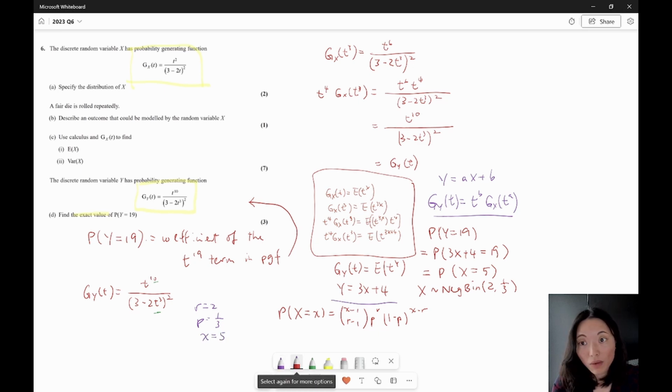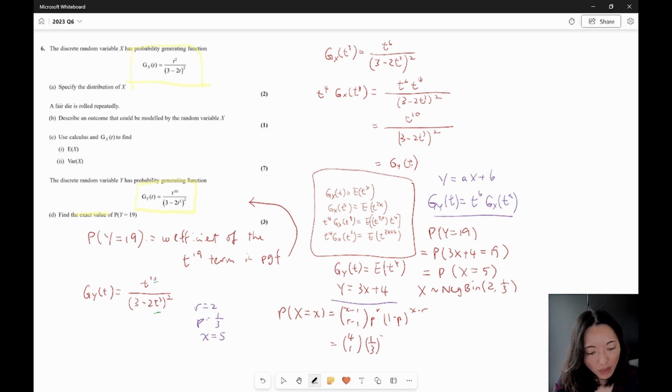So the answer we want is: 5 minus 1 is 4, r minus 1 is 1, so 4 choose 1, times p to the r, which is 1/3 to the power 2, times 1 minus p, which is 2/3 to the power 5 minus 2. Evaluating this, we get 4 times 8, so it's 32, over 3 to the power 5, so that's 243. So that equals the probability of y equals 19: 32 over 243. And remember to keep it in a fraction because the question is asking for the exact value.